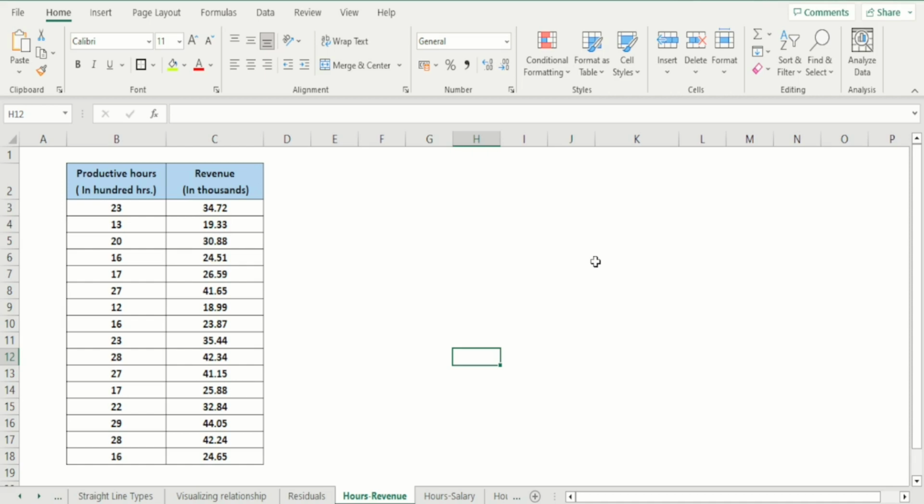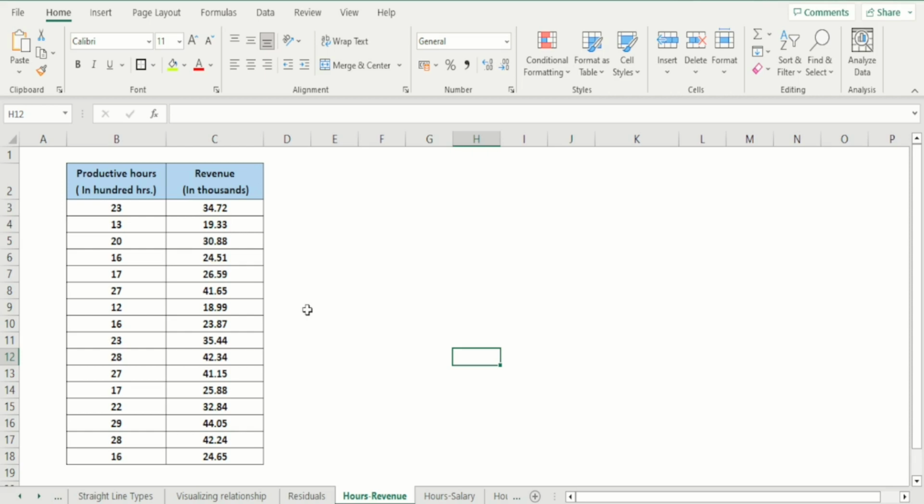Along with that, in column C, what you have is the revenue. So when you see 34.72, that is 34,720 rupees or dollars, whatever you want to call, regardless of the unit of currency. Similarly, you have revenue in cell number C4. So for these 1300 productive hours, the revenue is 19,330. That's how you should interpret it. So let's say the problem that we have to solve is, given a certain number of productive hours, let's say we have to estimate the revenue. So how would we do that?